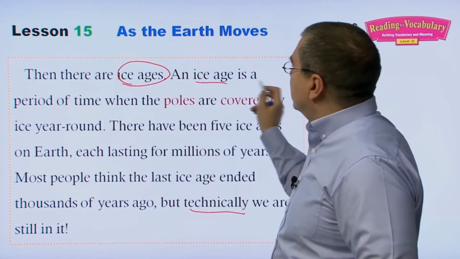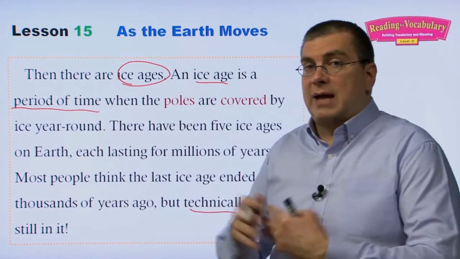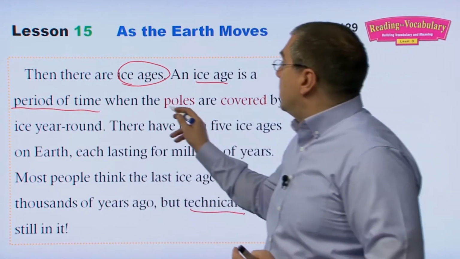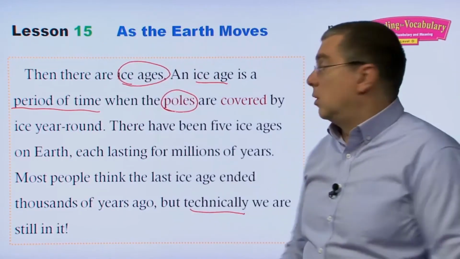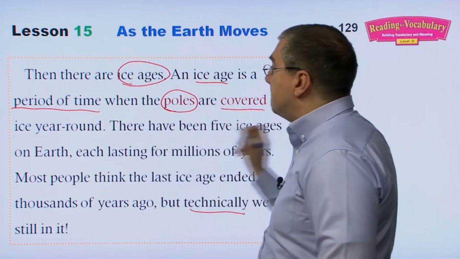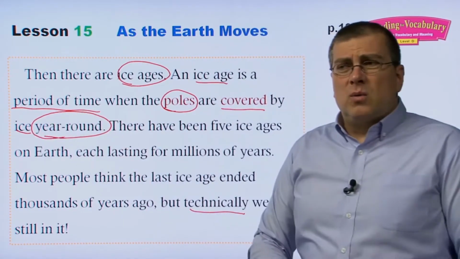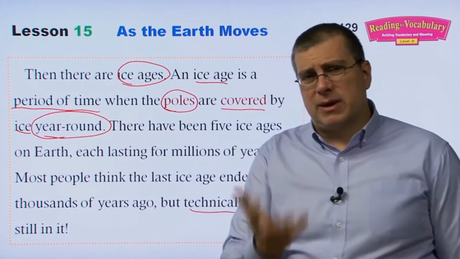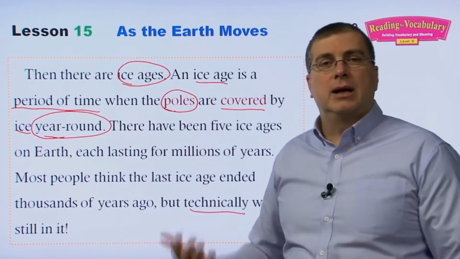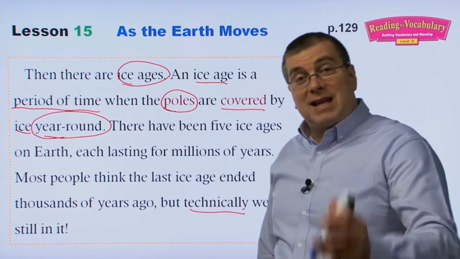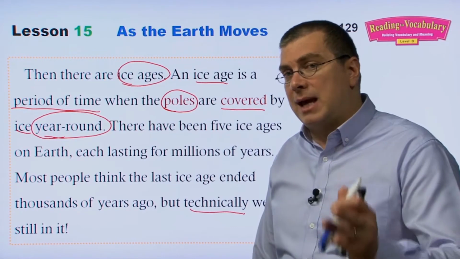So an ice age is a period of time, usually millions of years. That's how long of a time when the poles, and of course we're talking about North Pole and South Pole, are covered by ice all year round. So that's interesting because we normally think the North Pole is covered with ice. We normally think Antarctica is covered with ice, but that's not the normal situation. That only happens during an ice age.